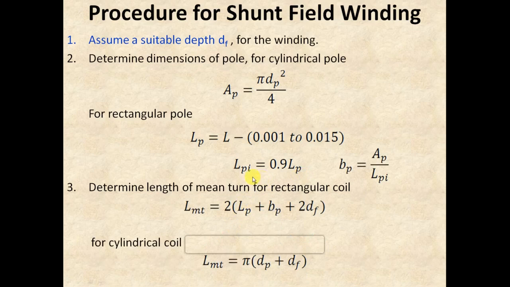Once after the net iron length of the pole is identified, we can easily calculate the width of the pole by dividing the area of the rectangular pole with the net iron length of the pole. So in step 2, we have determined the dimensions of the pole. In step 3, we are going to determine the mean turn length both in the case of cylindrical pole as well as rectangular pole by using the standard relation. We have already obtained the standard relation.